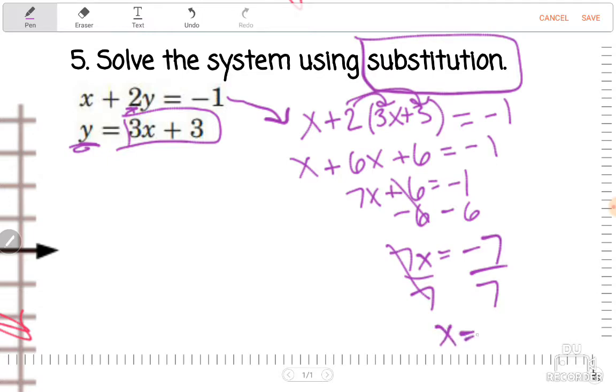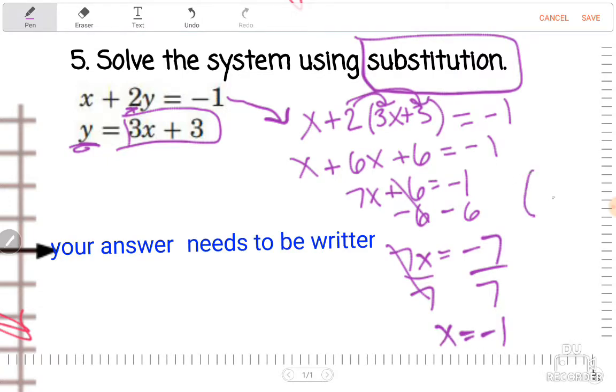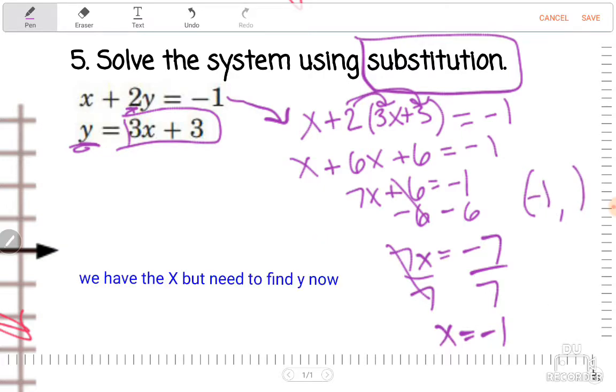I get x equals -1. Remember, your final answer should look like a point, right? So we have the x, I need the y. So I'm going to plug that in to this second equation here. You could plug it into either equation. This one just kind of looks easier to plug into. It's already solved for y, so that could help me out.